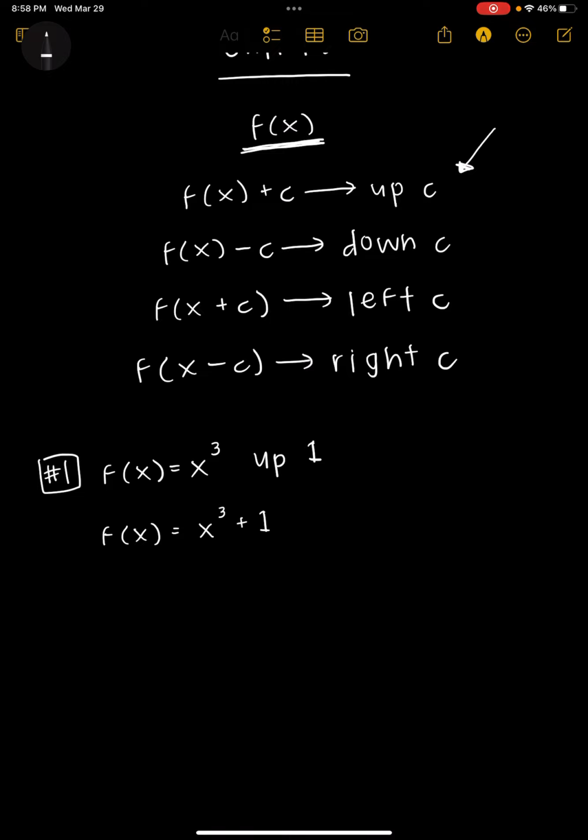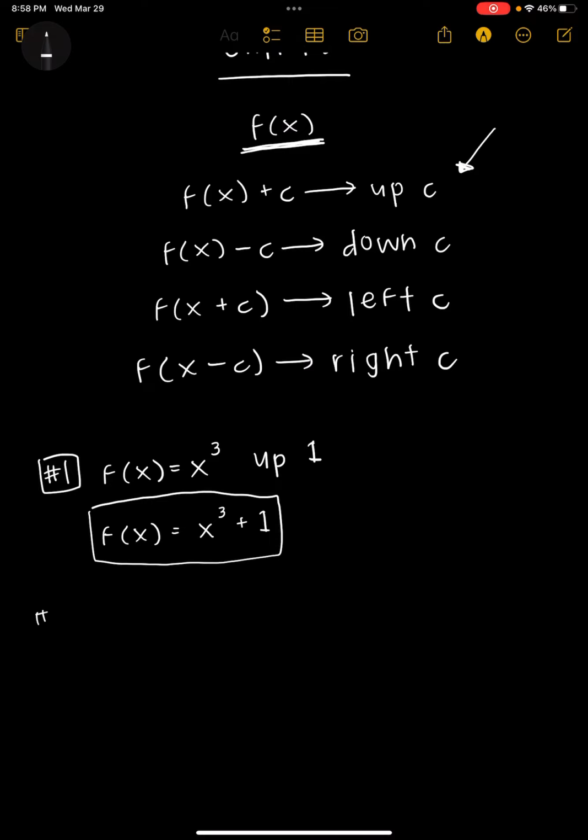Now we still don't have any parentheses, but notice that the x cubed stays kind of the same, and we just tack a plus 1 onto the end. So when we go up or down, we kind of just tack that number onto the end. And this would be my answer.